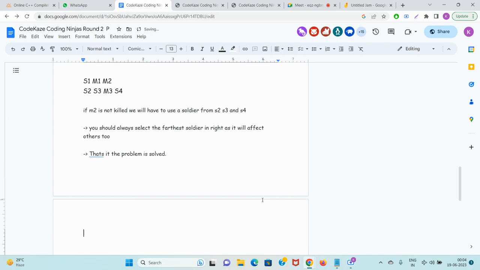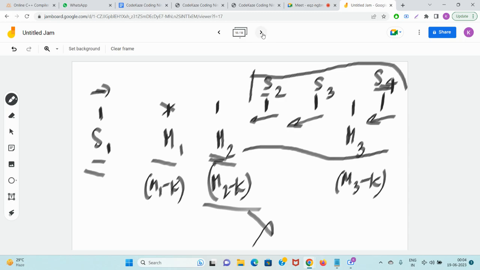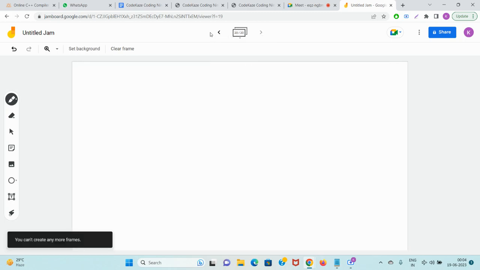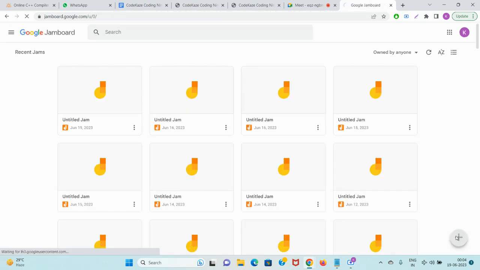Guys, the general algorithm is very simple if you think properly. What will be the general algorithm? Most of the people have already done it. Suppose you are at a particular monster. We are at a particular monster.